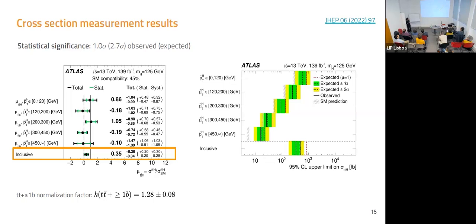even though there is then the downward fluctuation. We also measure, as I mentioned, the normalization factor of the dominant TTB background, and this is measured to be 1.28 plus or minus 0.08. And so here, of course, we also have a difference with respect to what we expect in the standard model. And this is something that we have seen across a variety of analyses, and we know this is most likely a problem with our Monte Carlo generators. We then also calculate the 95% confidence level limit on the cross-section for TTH, both inclusively corresponding to this signal strength and in the different bins of the Higgs boson transverse momentum.